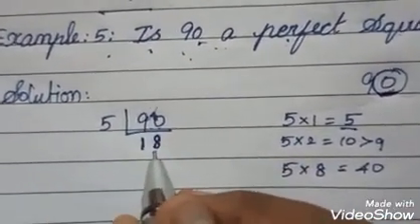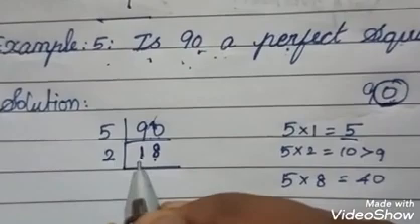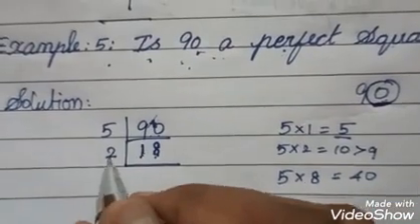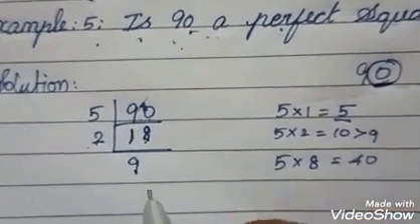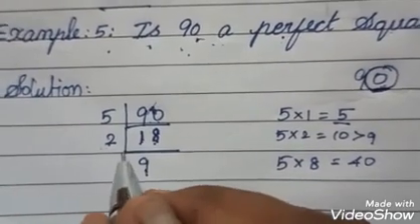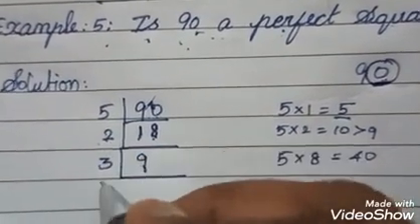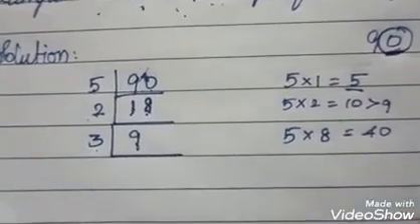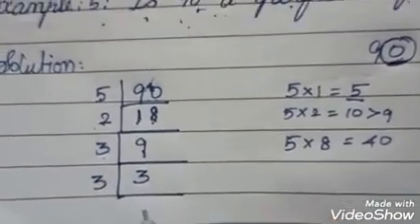So now you see the number ends with 8, so you go with the 2 table. 1 is smaller, so you take 18. How many times? 9 times. 2 9s are 18. So now you see this is 9. 9 is not divisible by 2, it is divisible by 3. You can see 5 is a prime number, 2 is a prime number, and 3 is also a prime number. So how many times? 3 times. Again you can take this 3. How many times? 1 time.